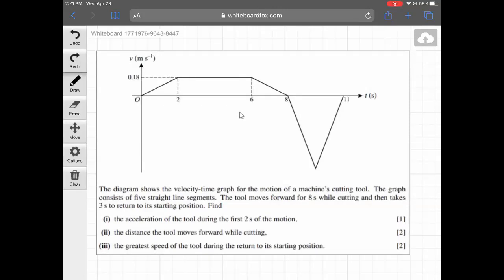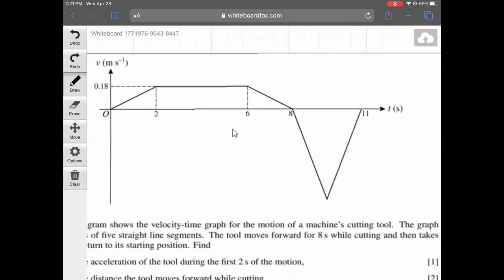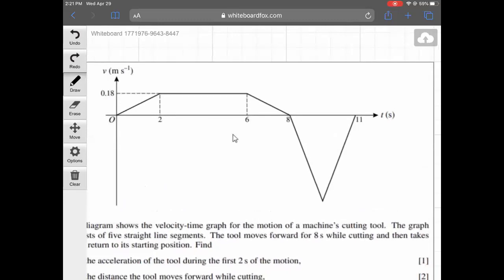So first of all, let's just look at the graph. This is a velocity time graph. So it's very important that we understand that what this is showing isn't the displacement of the tool. It's not the tool moving up and moving down. It doesn't show that. It shows the velocity over time. So, how fast is that tool piece moving? And the fact that it's all in straight lines tells you that the acceleration is constant for each individual segment.